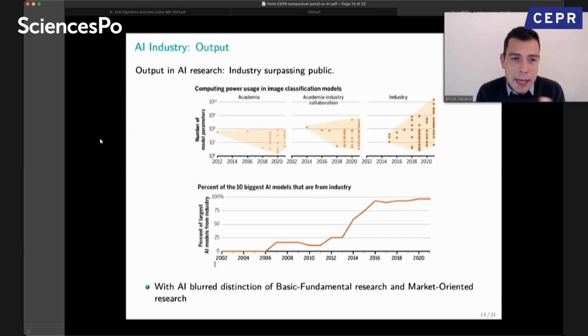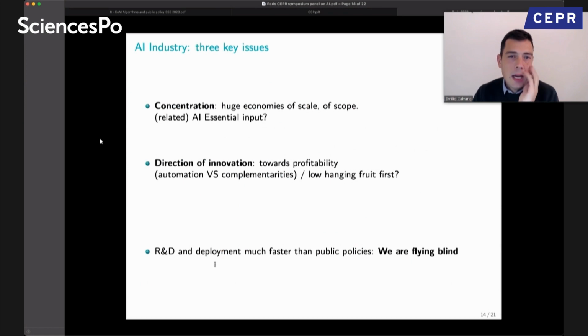This is also reflected in the output of this research, in the sense that the industry is increasingly dwarfing both the public sector and academia in terms of output. You could measure this in many ways. This shows you the computing power usage in image classification models, academia compared to the industry. This is typically measured in number of parameters, how large these models are. And of course, you're well aware now that the biggest AI models come from a handful of firms.